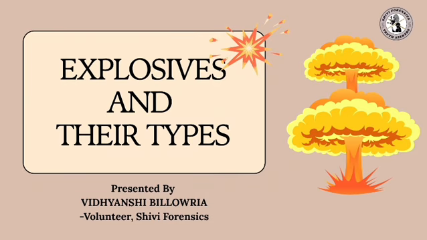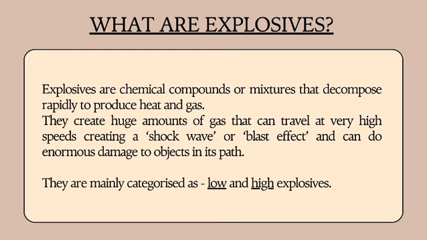and their types. So let us first understand what explosives are. They are such chemical compounds or mixtures that decompose to produce two main components called heat and gas. They can create a huge amount of gas that can travel at very high speeds, creating a shock wave or a blast effect. They are categorized as low explosives and high explosives.